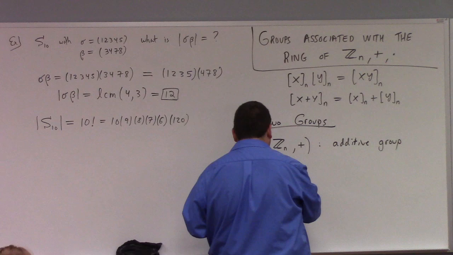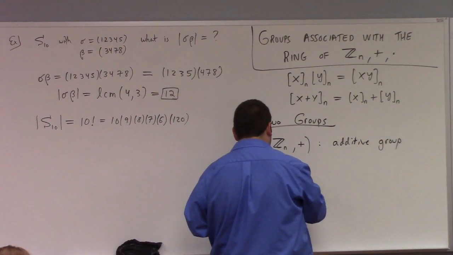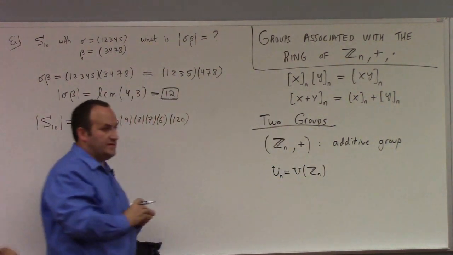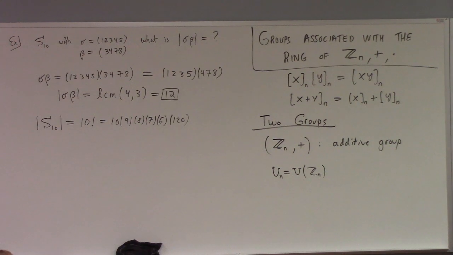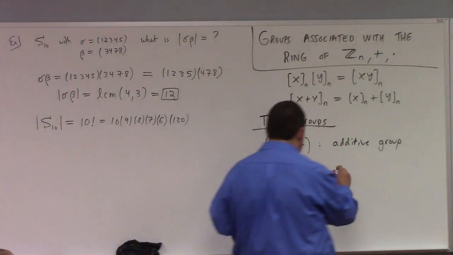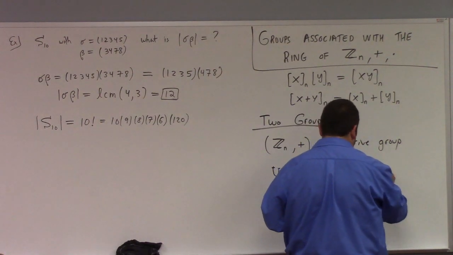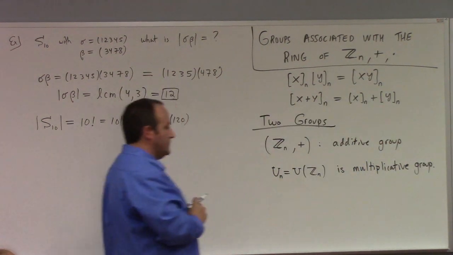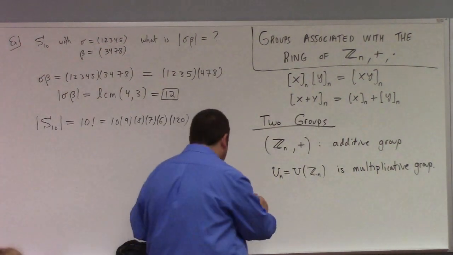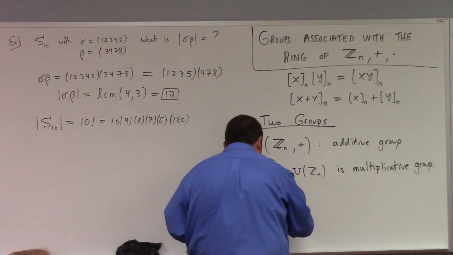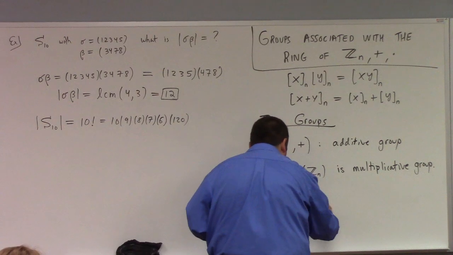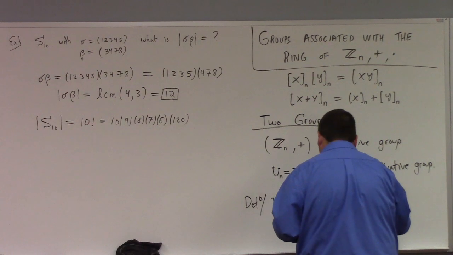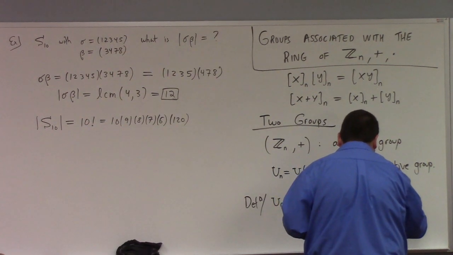And then something a little bit more interesting, Un, which is part of a larger program of notation, U of Zn. In other words, it's the units in the ring Zn. So this is a multiplicative group. Let me give you a standalone definition. Un is equal to x in Zn such that the greatest common divisor of x and n is equal to 1.